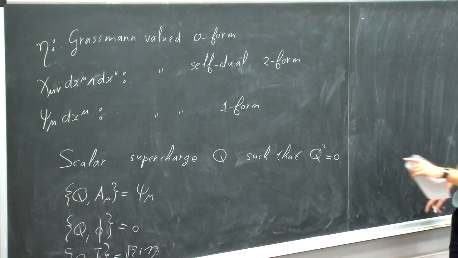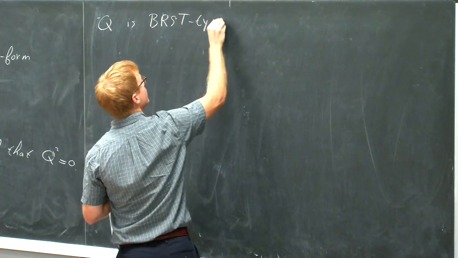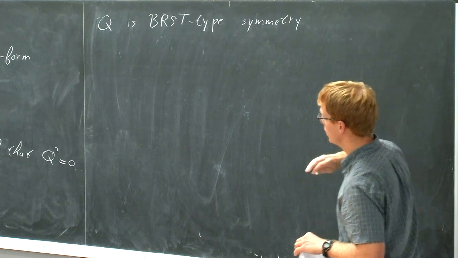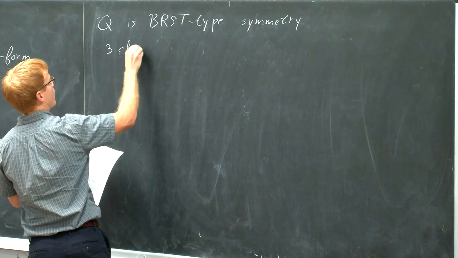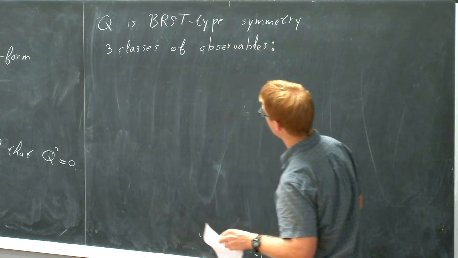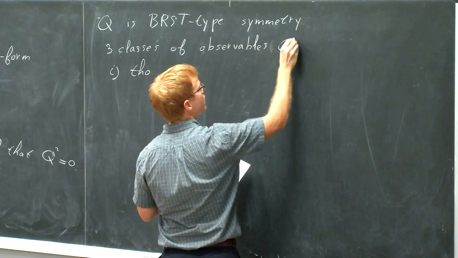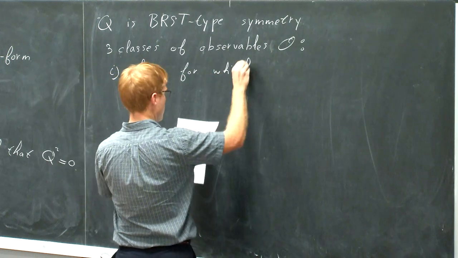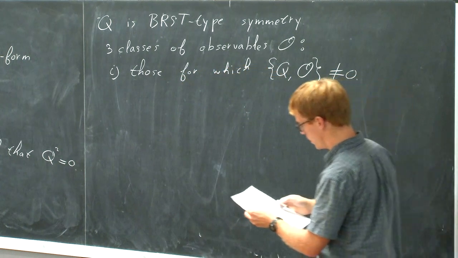So since it squares to zero, Q is a BRST type symmetry. And for that reason, basically all the observables in the theory will fall into three classes, namely those which are not annihilated by Q. I represent the generic observable by curly O. So the first class is those for which Q acting on O is not equal to zero. They don't play so much of a role for us.